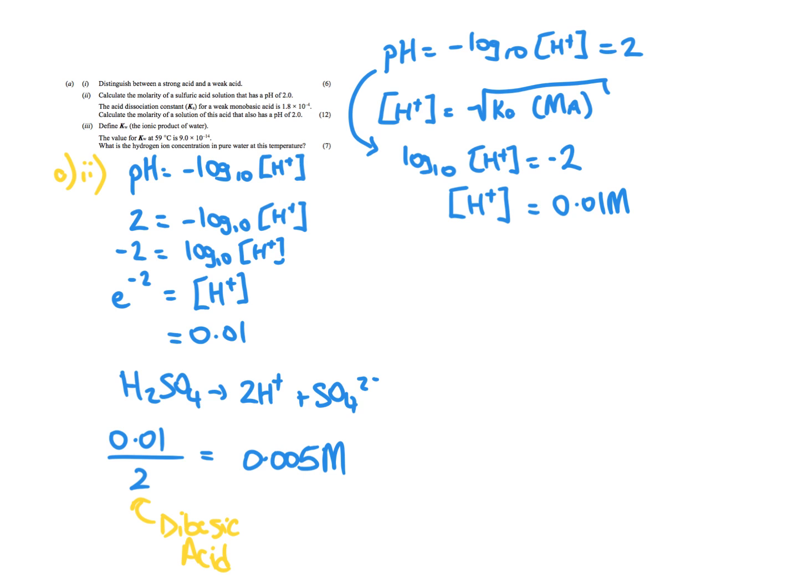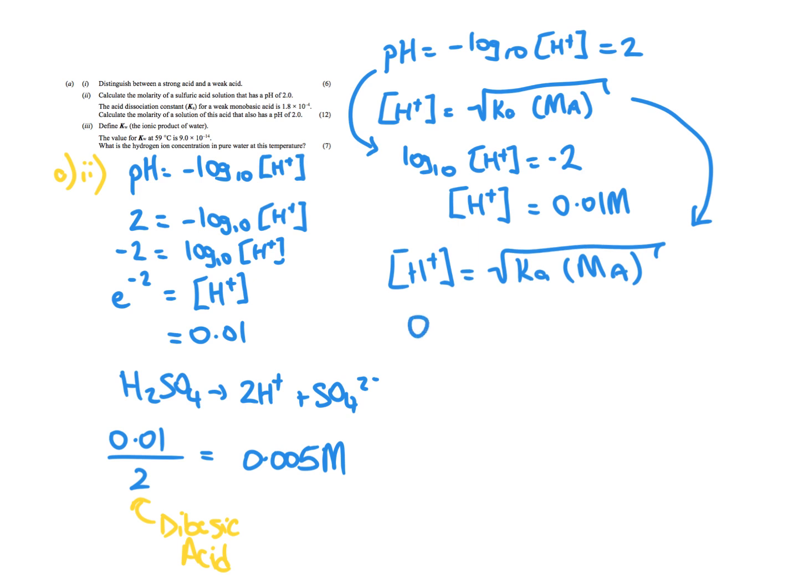Now that we have this H plus value, we can use the second formula, which is that the concentration of the H plus ion is equal to the square root of Ka times the molarity of your acid. I know the H plus ion concentration is 0.01, so that's equal to the square root of the Ka value, 1.8 by 10 to the power of minus 4, multiplied by the molarity of the acid.